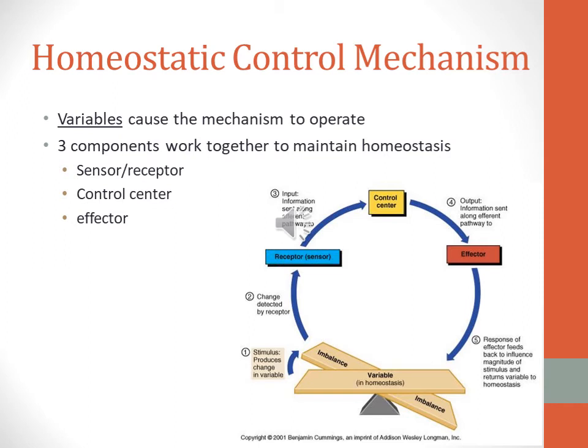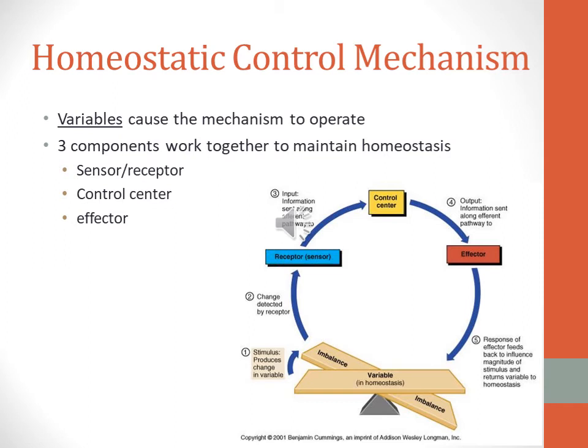And all mechanisms are processes involving at least 3 components that are working together, and these 3 components are listed here. Right? We've got our sensor or our receptor, so it's going to monitor the environment, responding to stimuli, and sending information along afferent pathways to our second component, which is the control center. The control center is going to determine the set point, or the level that needs to be maintained. It's going to analyze what's being received and compare it to the set point and determine the response.